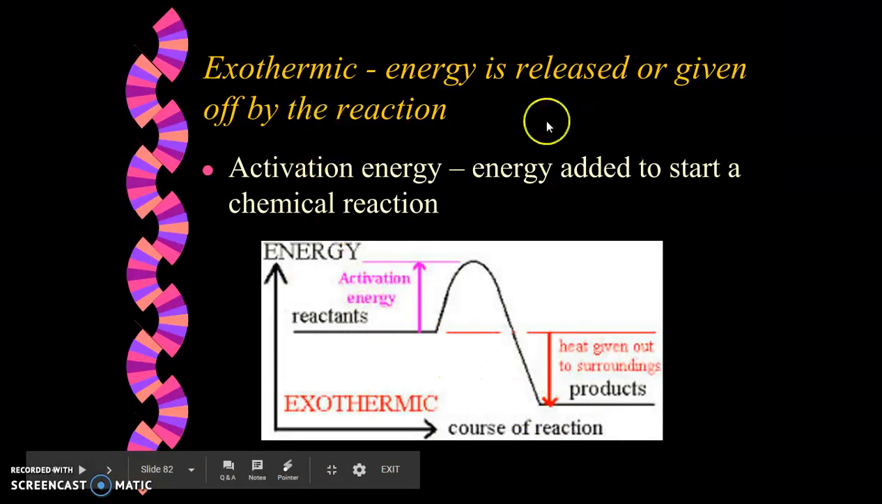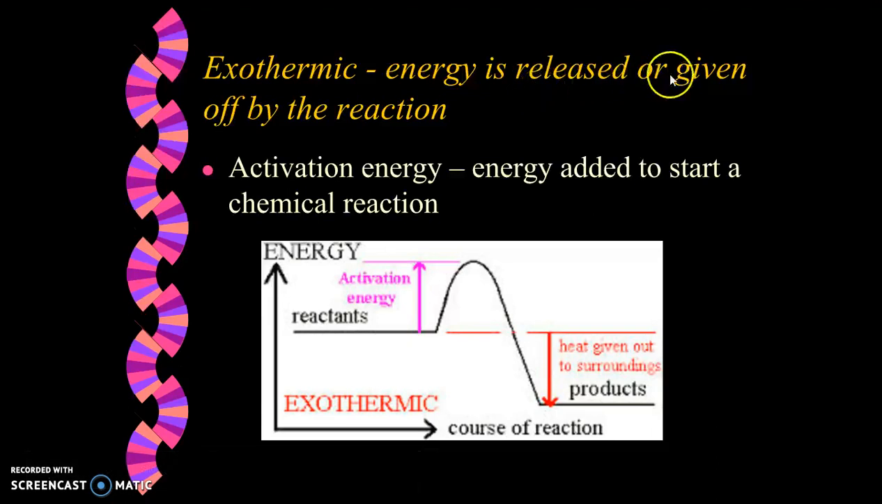So this is what we're talking about. In an exothermic reaction, energy is released or given off. So your reactants start out here at some energy level. Then you have the reaction starting, which takes a little bit of activation energy, because all reactions, that's the energy added to start a chemical reaction. All reactions take a little bit of activation energy.